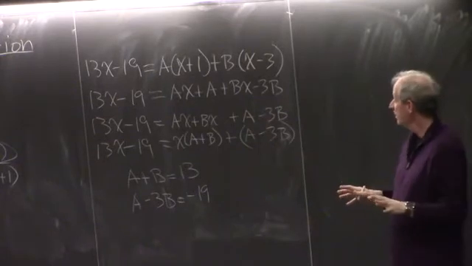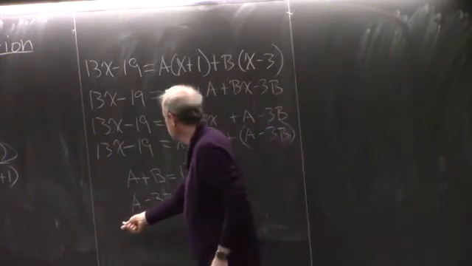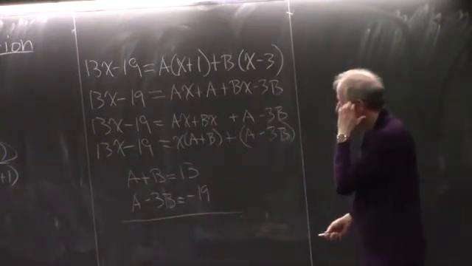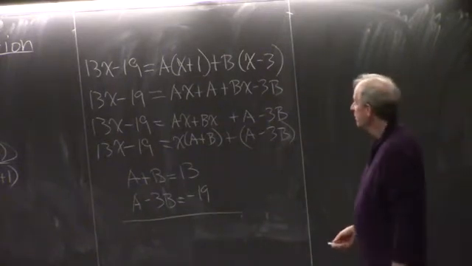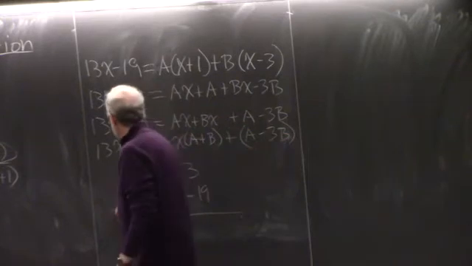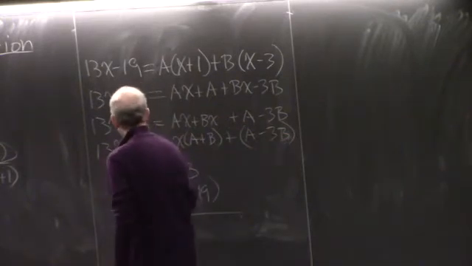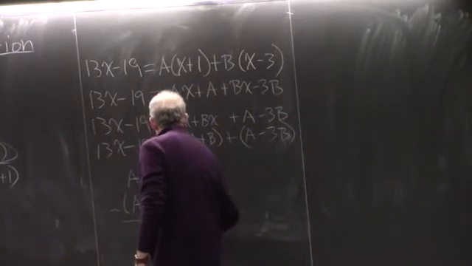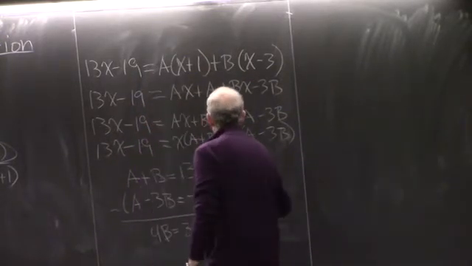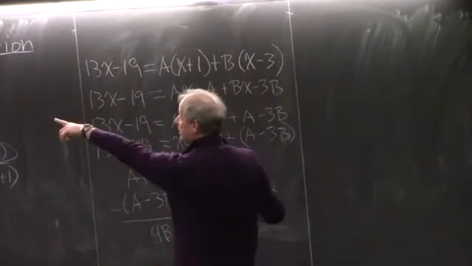Okay? Now I just have to solve this system of equations, which you remember with pain from algebra class. So let's see. If I subtract the bottom equation from the top equation, b minus minus 3b, I get 4b equals 32, b equals 8, which is kind of what we expected.